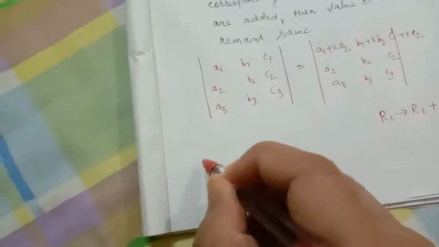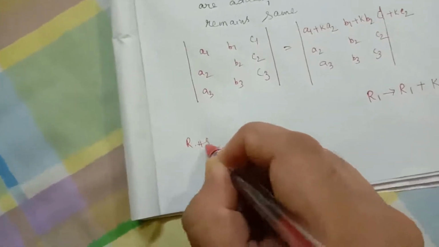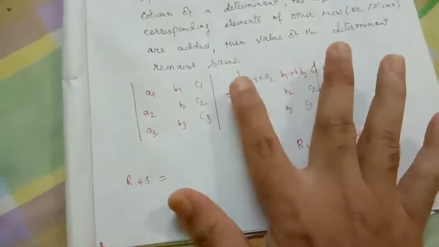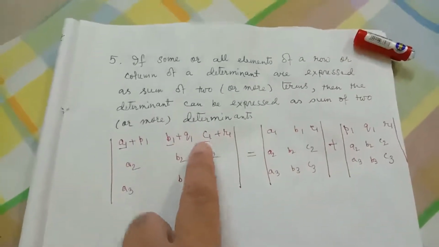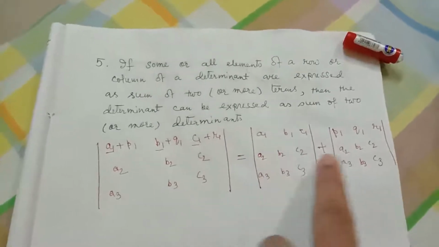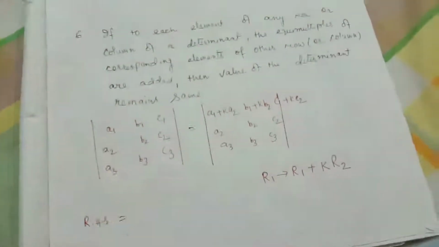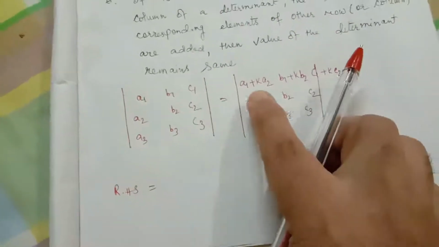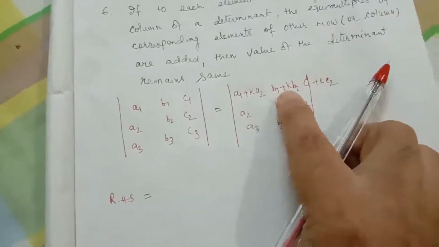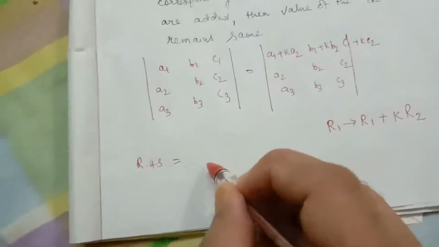You can see it's a very simple proof. Let us start with the right hand side. Now suppose this is the right hand side. Now by using this property number 5, if each element of a row is sum of two elements, then we can break the determinant into two parts. Using this property, if we consider the right hand side, you will see each element of first row is sum of two elements. We can break it into two parts.